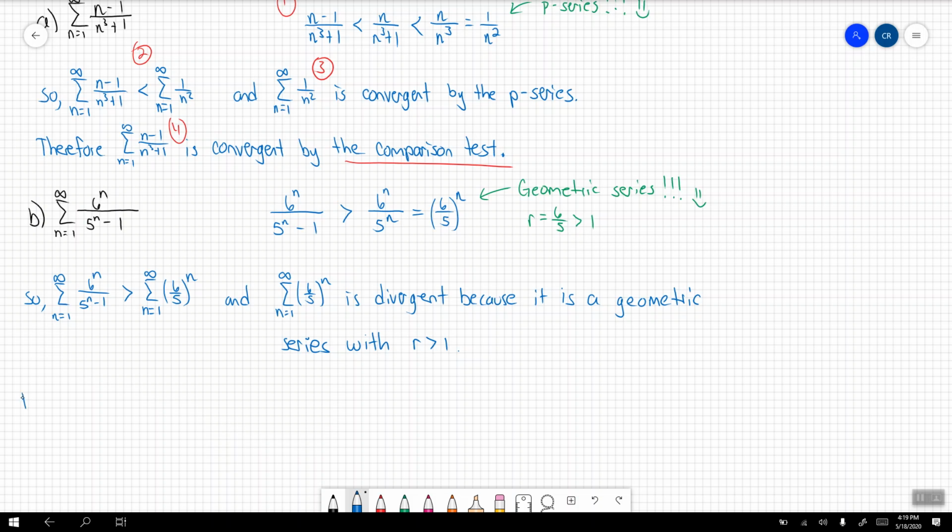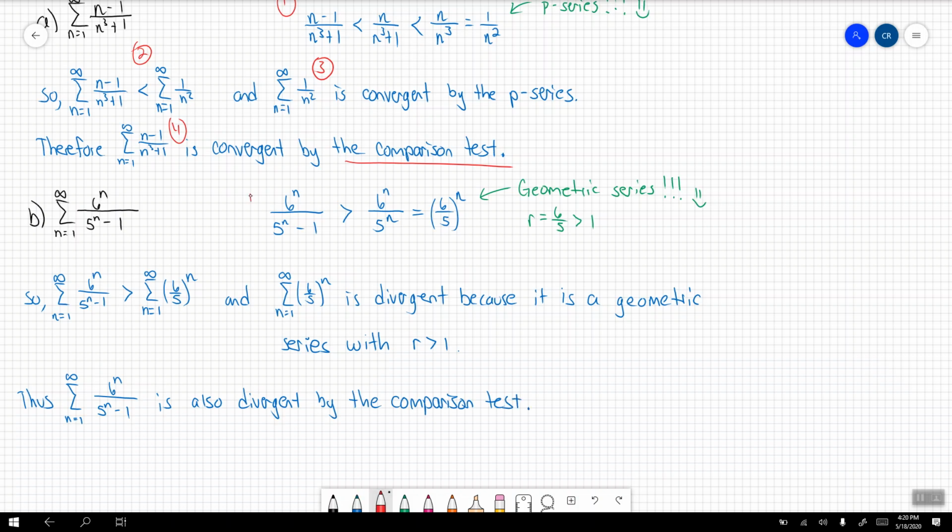Thus, the series that we're concerned about, n is equal to 1, 6 to the power of n over 5n minus 1, is also divergent by the comparison test. And there we have it.